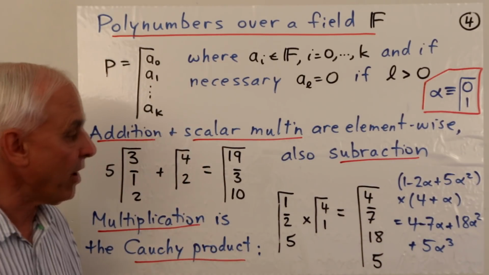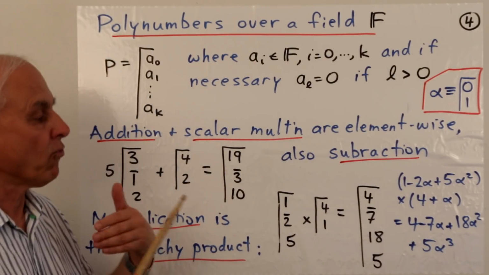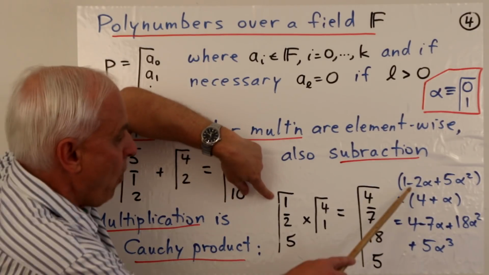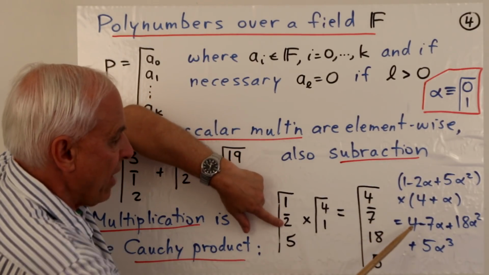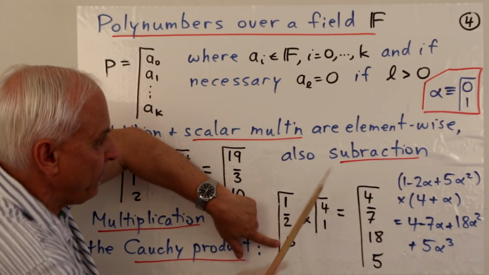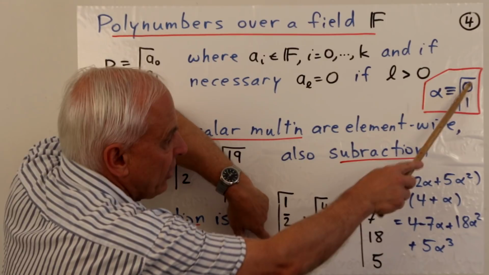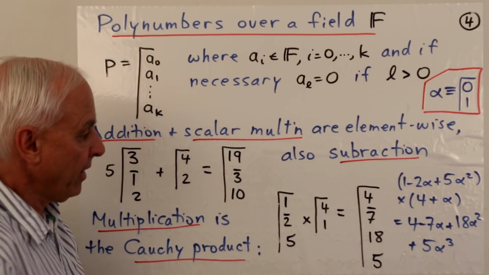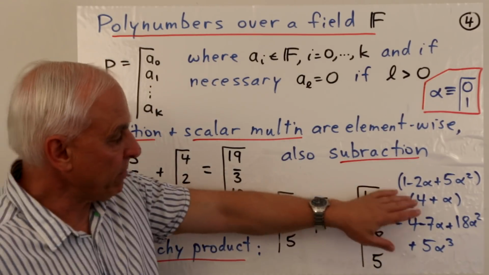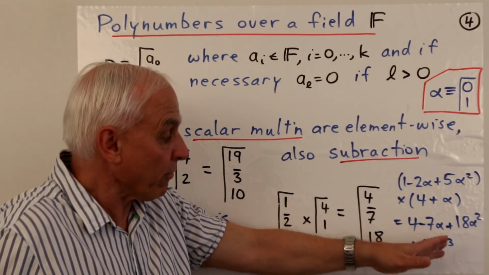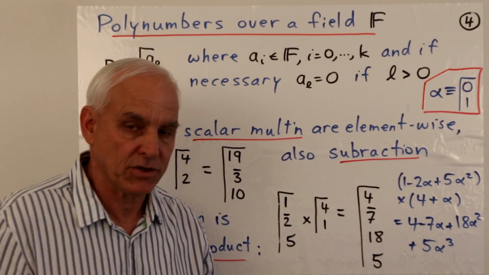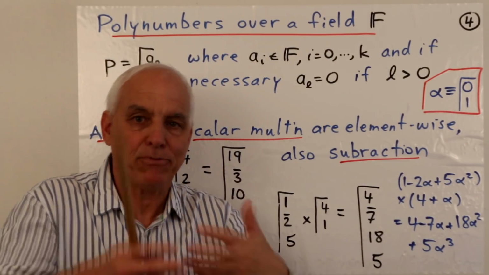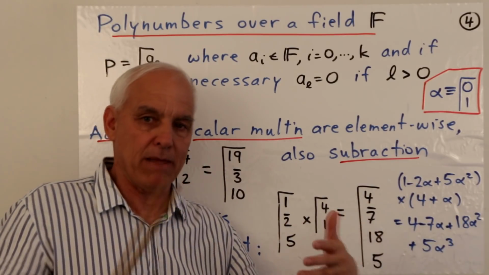And that exactly corresponds to how you would work this out if you wrote this out in powers of alpha. So this thing here can be written out as 1 minus 2 alpha, that's like alpha, and this thing here is like alpha squared. If alpha is 0, 1, then alpha squared is 0, 0, 1. And so this is actually 1 minus 2 alpha plus 5 alpha squared, and this one is 4 plus alpha. And then if you multiply those out with the usual polynomial rules, you get exactly the same thing. So the Cauchy product is just a data structural way of capturing the way we usually multiply polynomials.